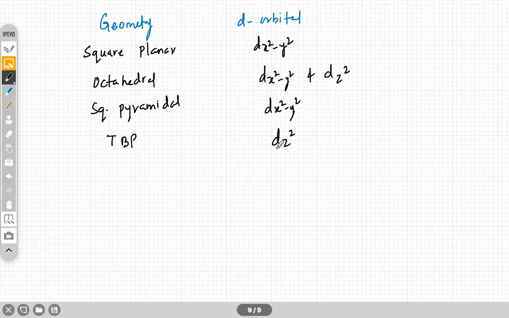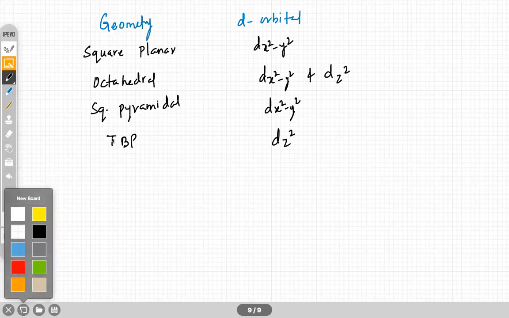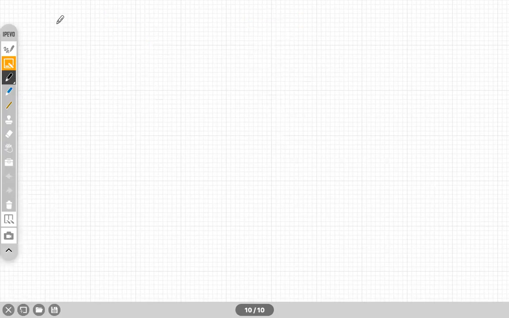Understood? Yes. So this is also important. Coordination number 4 we have discussed. Now you see coordination number 5. Same kind of thing you have to do, nothing different here. But yes, we'll do 1 or 2 examples so that you can understand it.